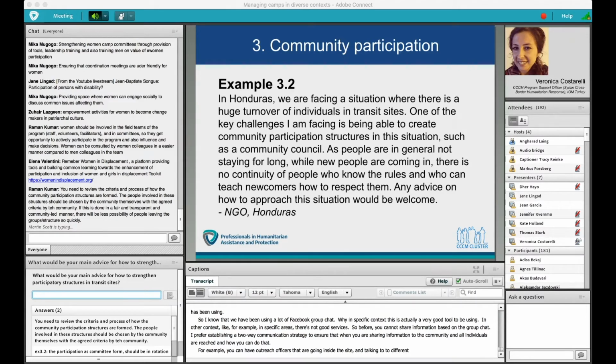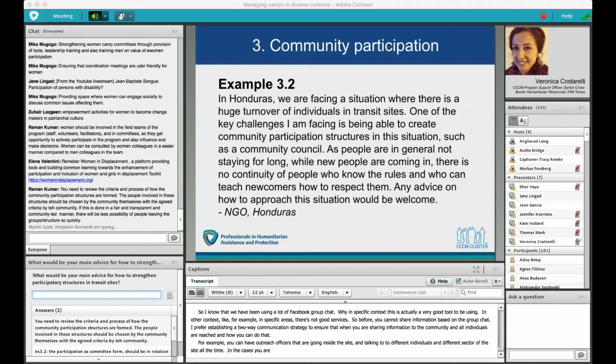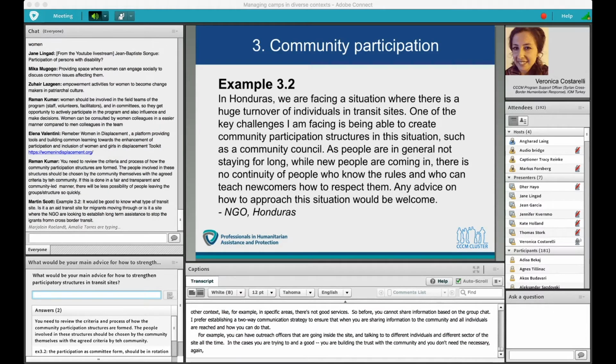In the case where you are building the trust with the community, you don't necessarily need to build up committees. You can also establish various focus group discussions to talk to women, to elderly, to youth, to men, and then try to pass the messages on the rules and regulations of the camps.